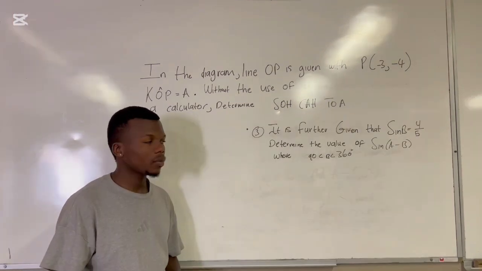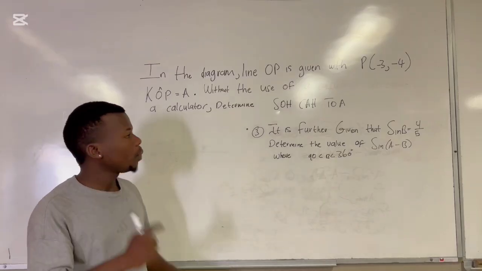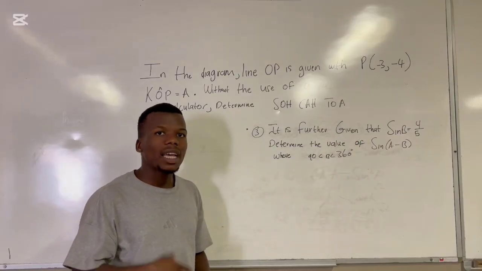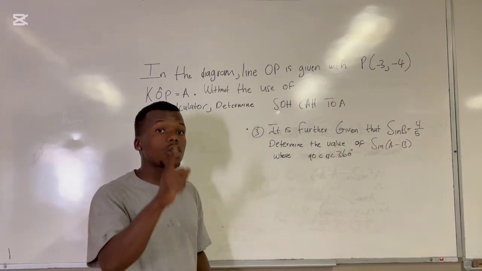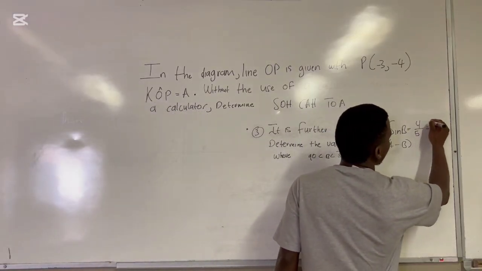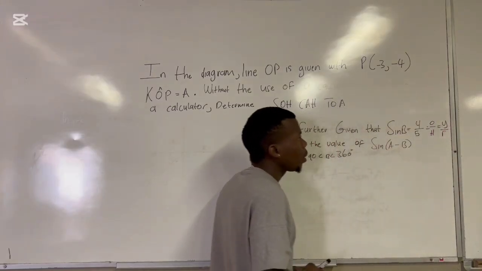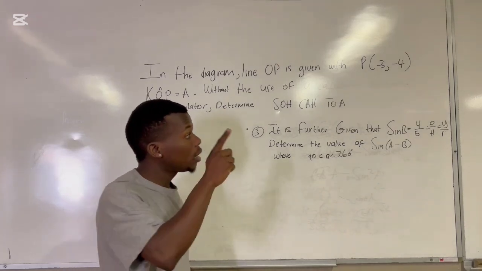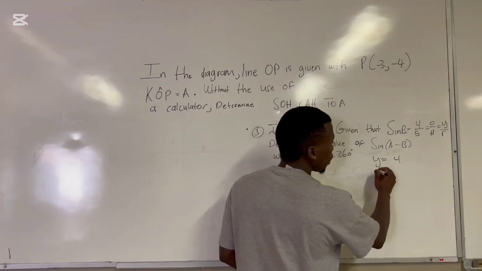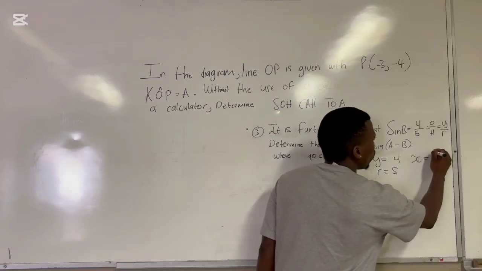Let's go to the last question. Let's check the last question. They say to us, it is further given that sine of B is equal to 4 over 5. Remember, we said sine of an angle is always equal to opposite over hypotenuse, or you can say y over r. In other words, in this case, my y value will be equal to 4, and my r will be equal to 5. It means I don't have the value of x.